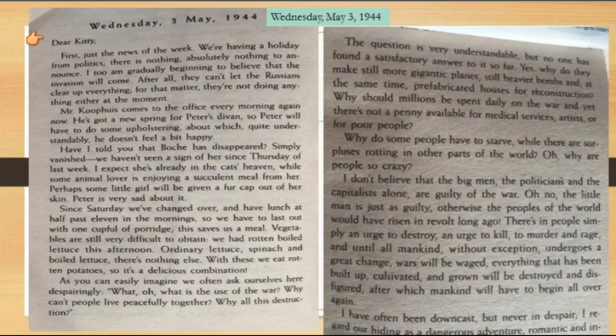In this entry, you will see Anne's maturity, the fact that she has a good grasp on what is going on with the war. We see a ton of insight and depth of her thoughts. You're going to see her use words like despairingly, downcast. I think she uses despair more than once. Yet she says at the end that she regards our hiding as a dangerous adventure. Once again, even though she's been in hiding for 2 years, she's really trying to keep that positivity, even though she does understand everything that's going on around her.